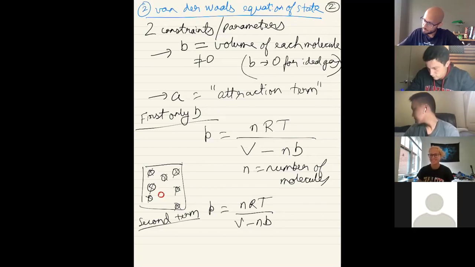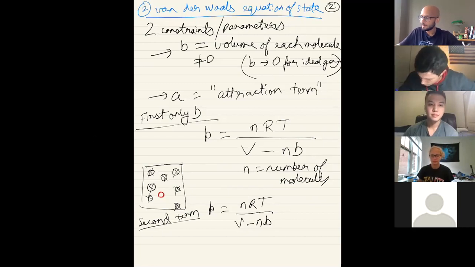So there is going to be a term that decreases the pressure depending on attraction between molecules, and my screen has frozen.